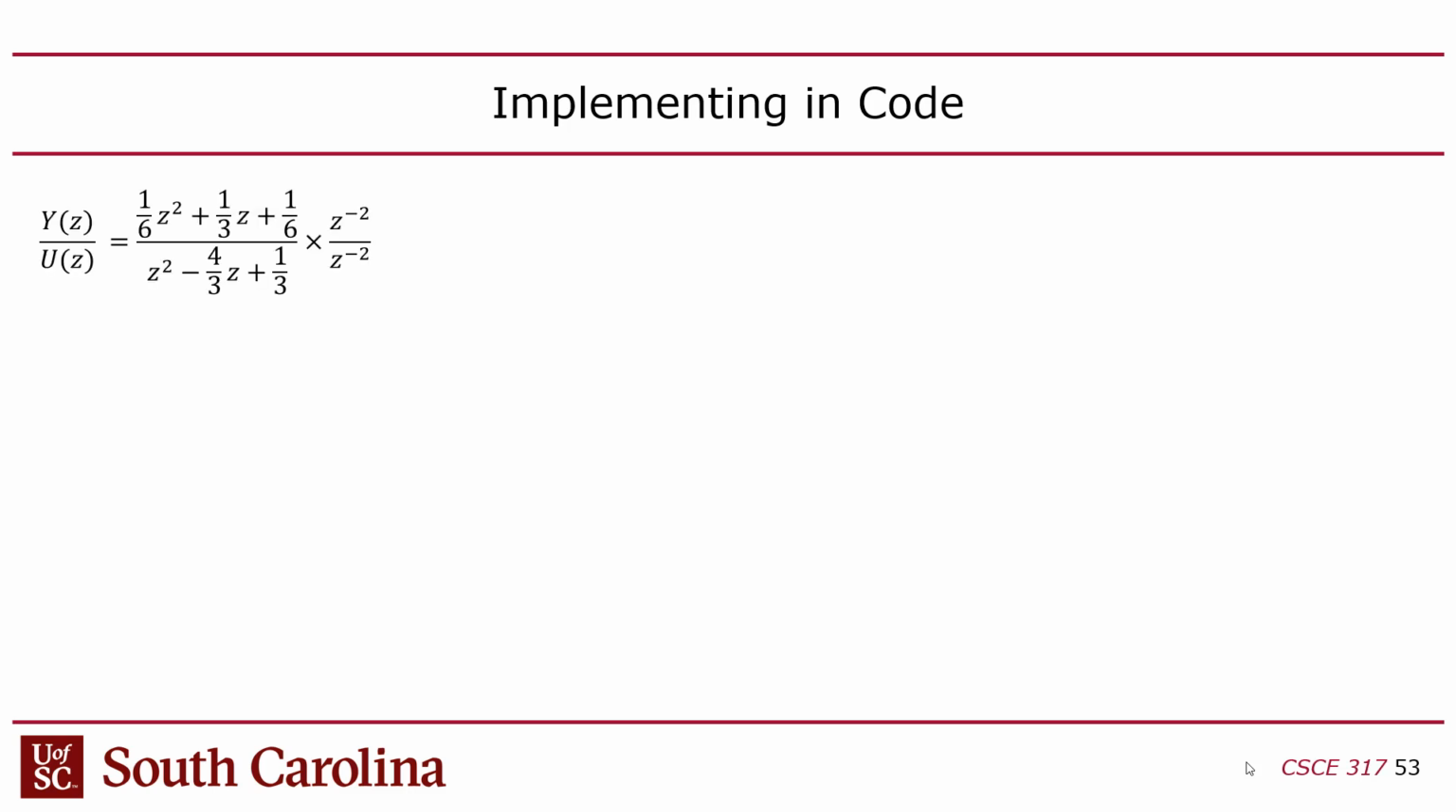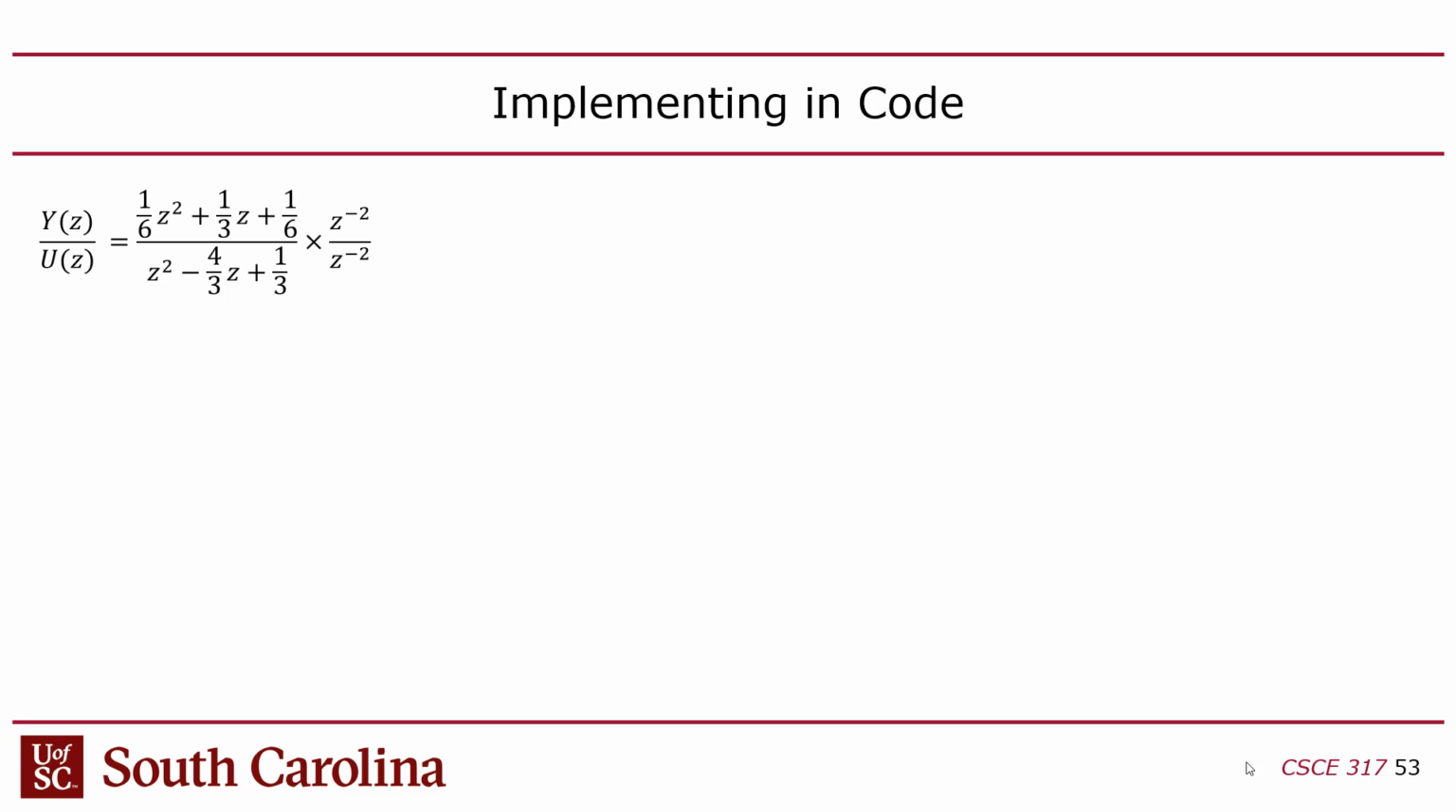Now this is the part, stick with me here, that I think is pretty neat: how to implement this in code. Let me clarify. If you have an s domain system, you can implement that in code. That's what MATLAB does, but it's running a numerical integrator, right? If I convert to the z domain with the Tustin transform, I can implement this more directly in code.